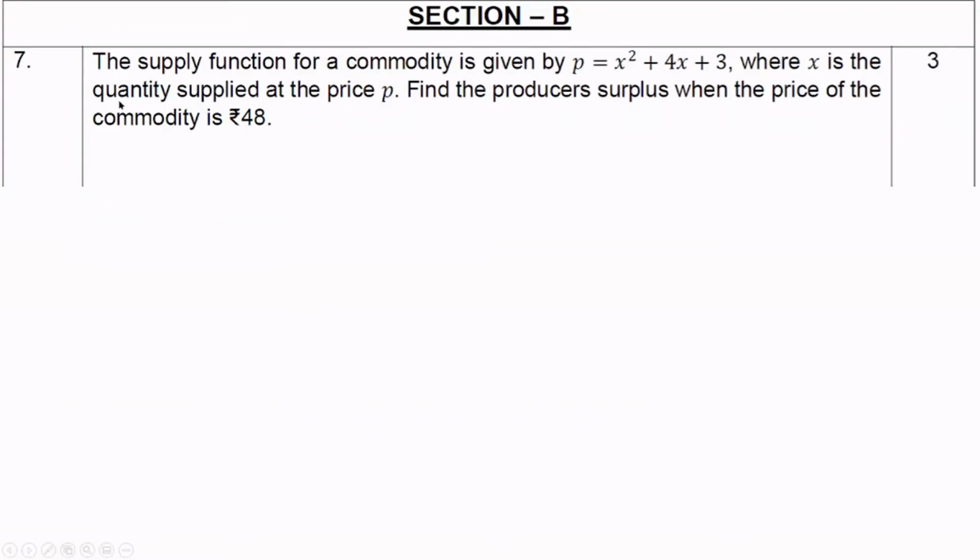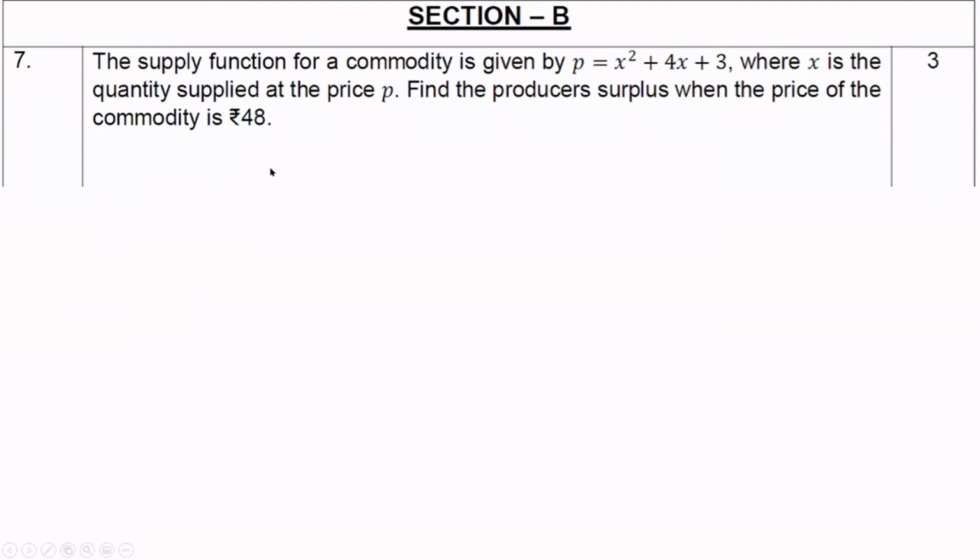Next question. Coming to section B, the 7th question: the supply function for a commodity is given by P equal to 6x square plus 4x plus 3, where x is the quantity supplied at the price P. Find the producer's surplus when the price of the commodity is rupees 48.